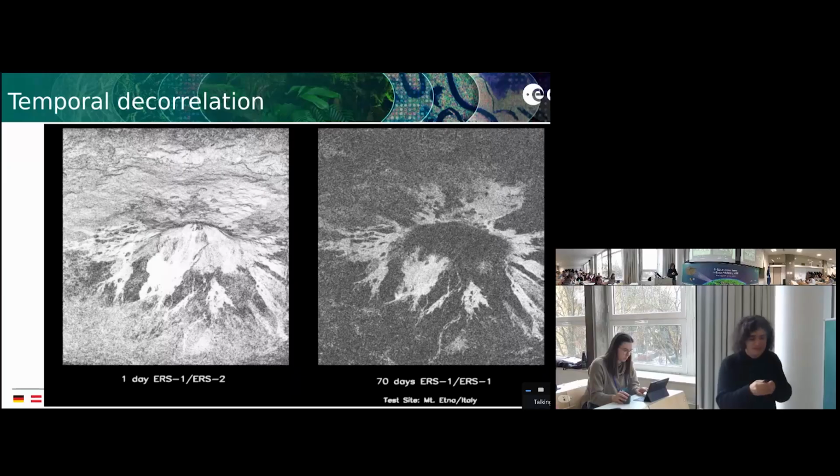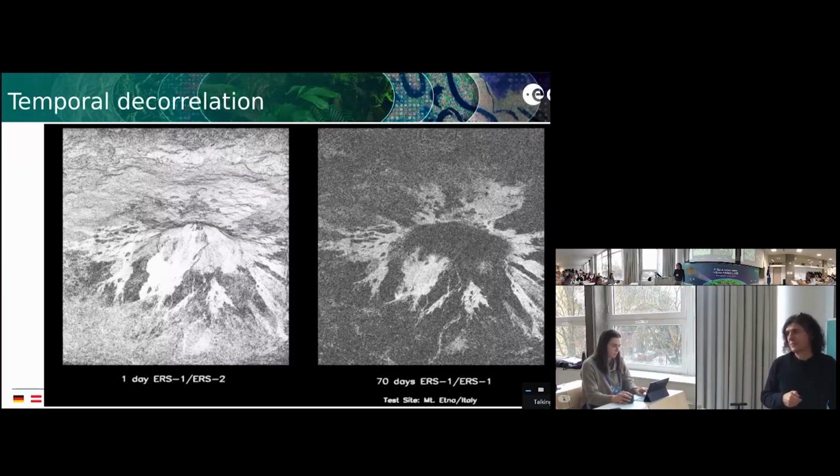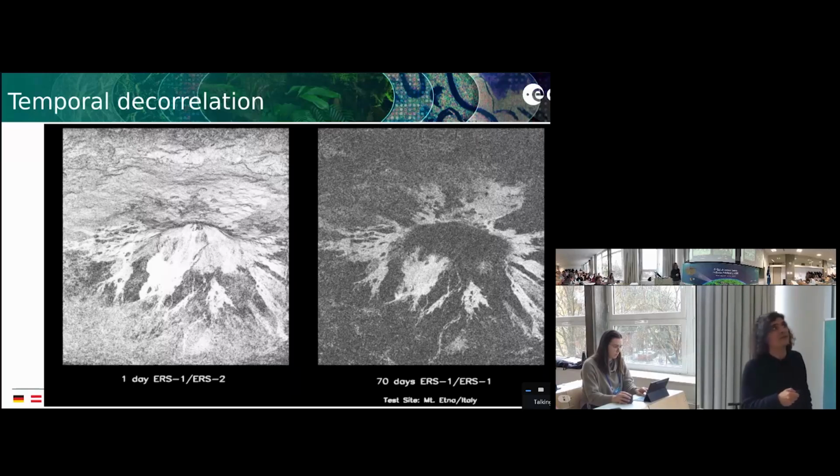So when you have these kind of correlation maps, you need to be very careful when you perform interferometry, because of course the phase variance over most of the scene would be very high.